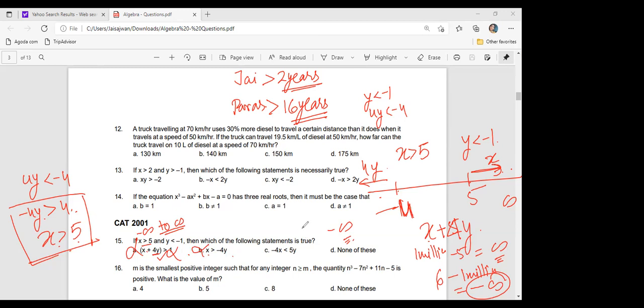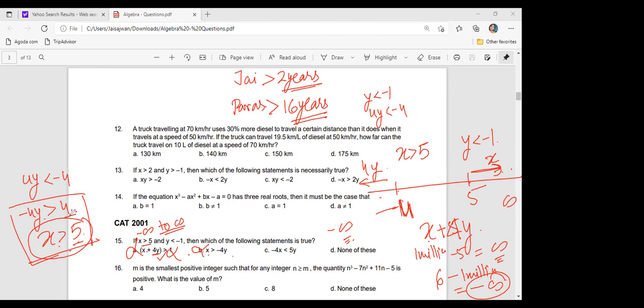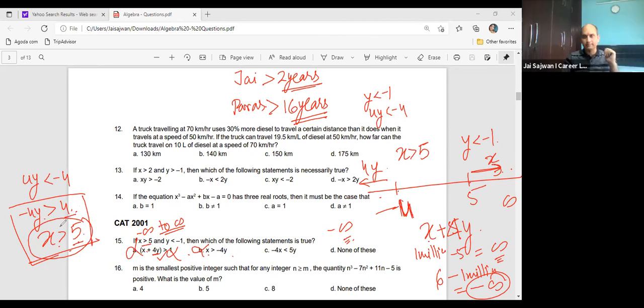Sir, anyway it is minus 4, so y is in the negative, so minus minus becomes positive, so we cannot conclude anything. Haan, but one is greater than 4 and one is greater than 5, people would get confused most of the time. They say greater than 5 will always be more than greater than 4. That is not correct. Theek hai? So nothing can be concluded from here.